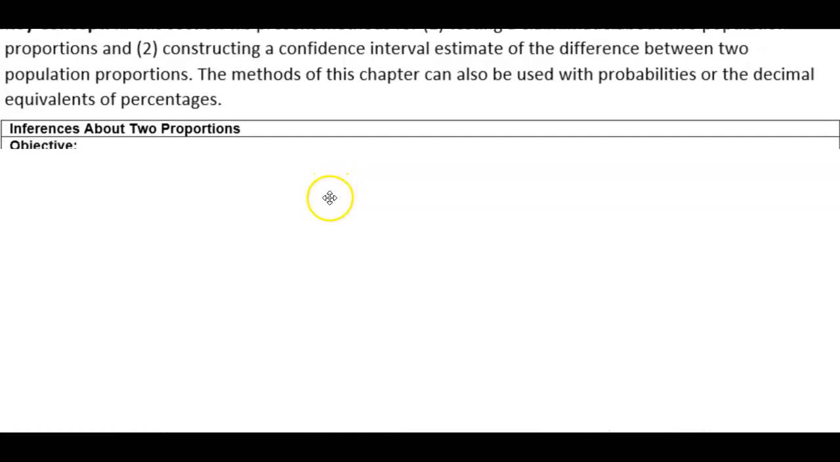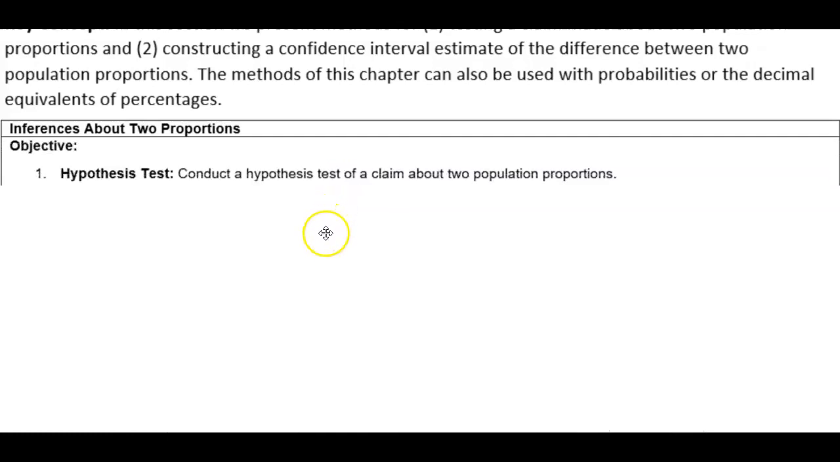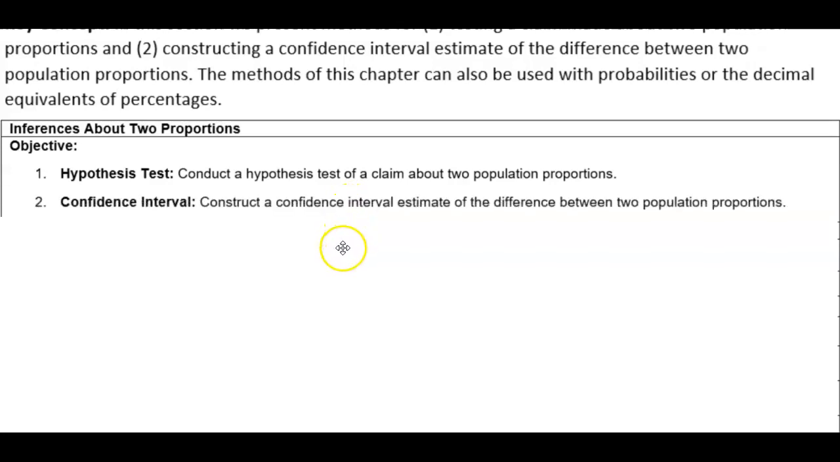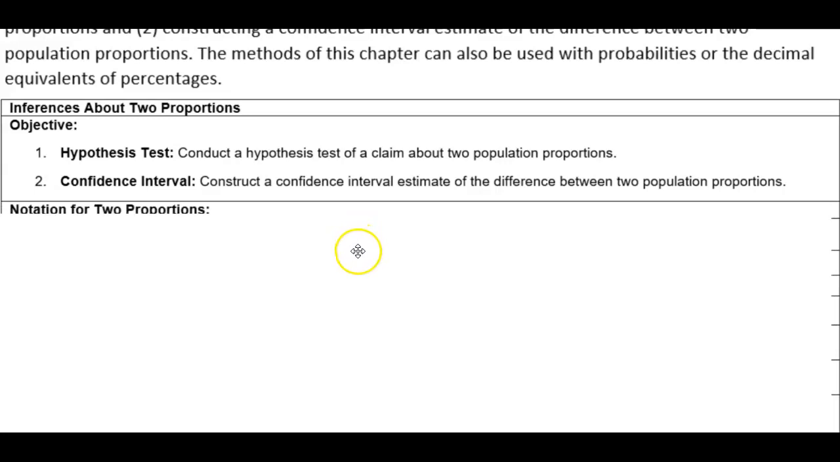Inferences about 2 proportions. The objective. Number 1, hypothesis test. Conduct a hypothesis test of a claim about 2 population proportions. Number 2, confidence interval. Construct a confidence interval estimate of the difference between 2 population proportions.